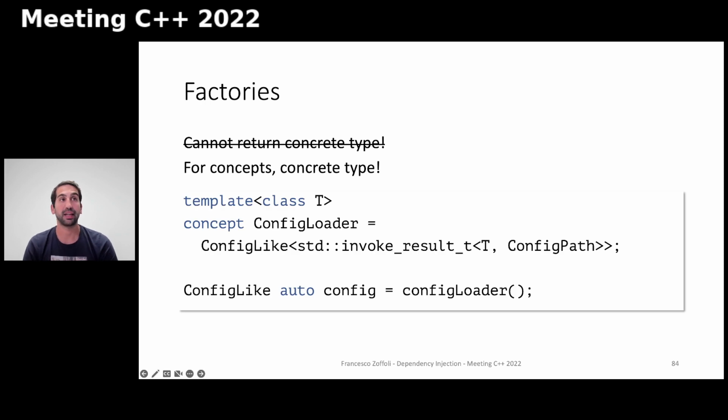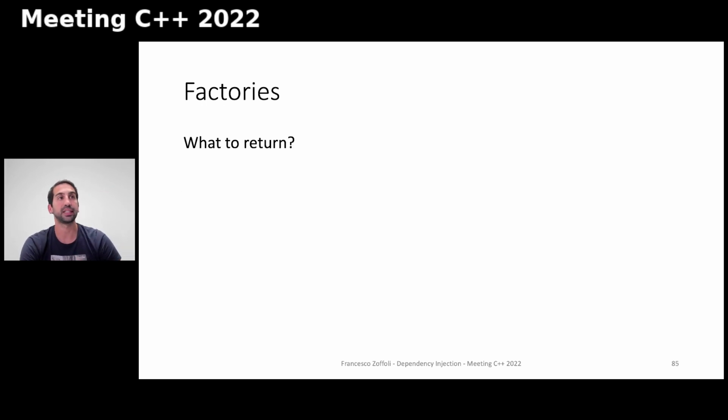Well, this is a bit of a lie, because when we are talking about static polymorphism, we can use concepts. And in this case, we can see how the concept is going to check that the result of invoking our function with the configuration path is going to give us back a type which satisfies the concept config-like. Similarly, when we call the function, we can assign it to auto. So this is going to be a concrete type, but one which satisfies the constraint of the concept.